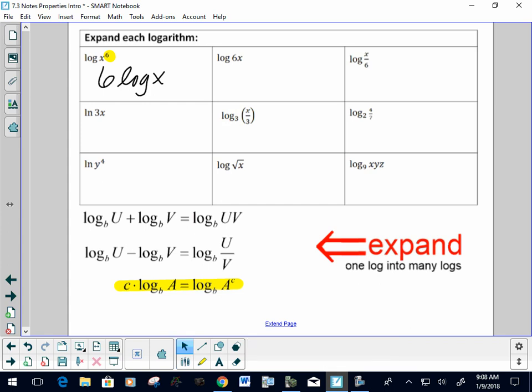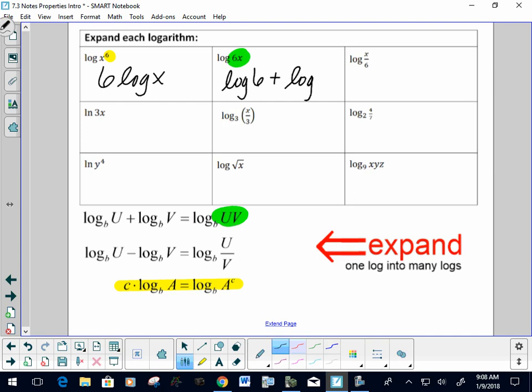This second one has a product, so we are going to use the product rule. So as we expand this, it would be the log of 6 plus the log of x. The next one is a quotient. So we're going to use the quotient rule. So as we can expand this one, it will be the log of x minus the log of 6. Make sure you're paying attention to the order there. The denominator is the log that's being subtracted.